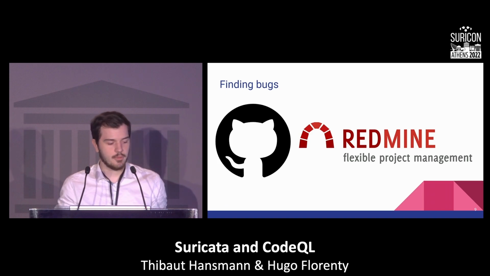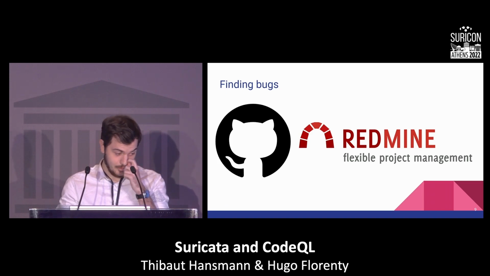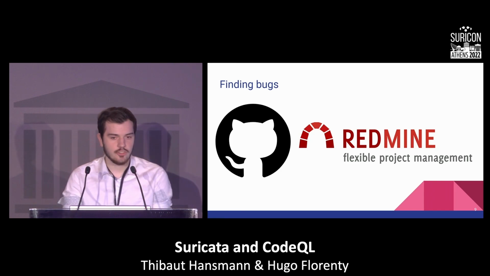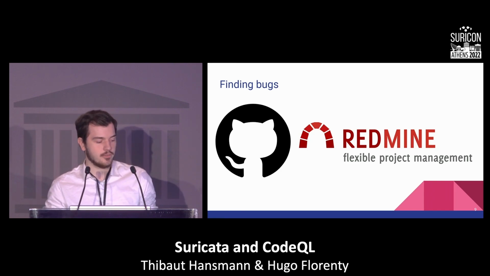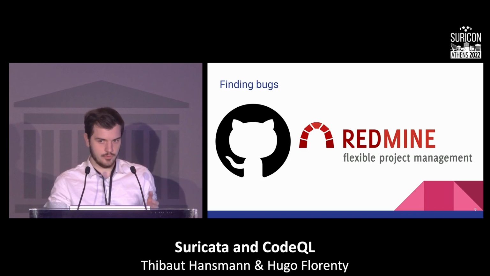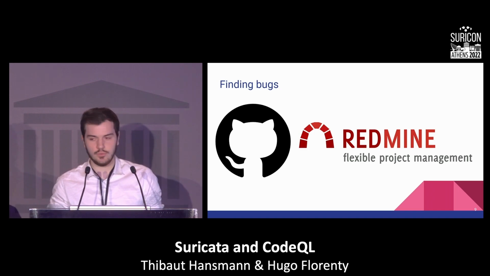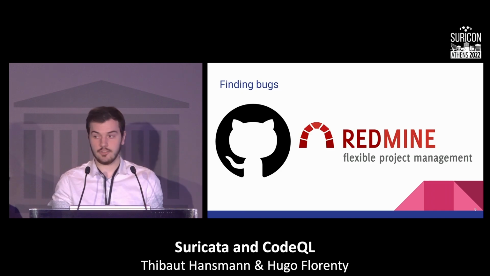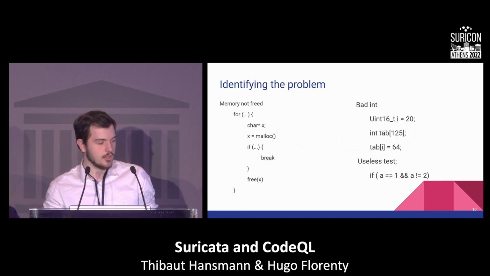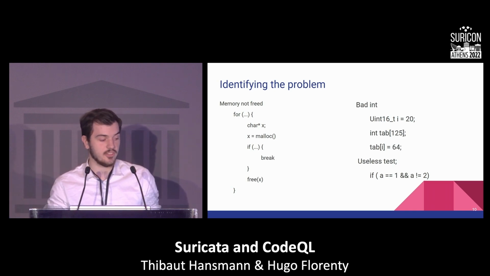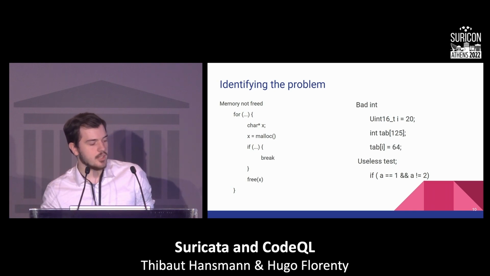Finding bugs in Suricata was pretty difficult. We used GitHub and Redmine, but because most of the bugs have been fixed, we needed a bug that was fixed and that was easy for us to understand in order to actually create a query. When we found a bug, the big issue was identifying the problem.